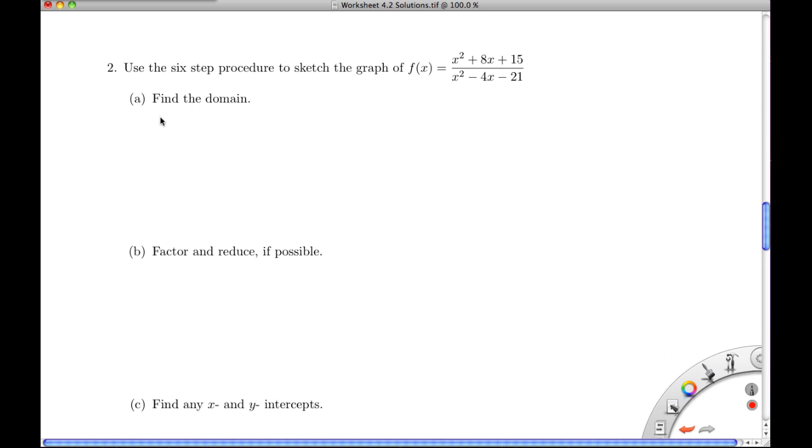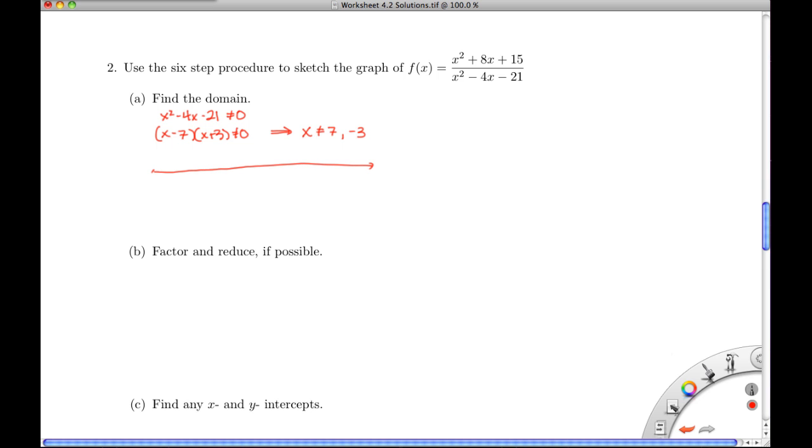For the domain, we want to make sure that we don't get a 0 in the denominator. So we take our denominator, x squared minus 4x minus 21, and we want to make sure that this is not equal to 0. If we had to, we could use the quadratic formula, but in this case it factors pretty nicely. So we're going to have x minus 7 times x plus 3 can't be equal to 0. So from this, we determine that if we don't want a 0 in our denominator, we cannot use x equals 7 or x equals negative 3. So those are the restrictions on our domain. We can see that pretty easily.